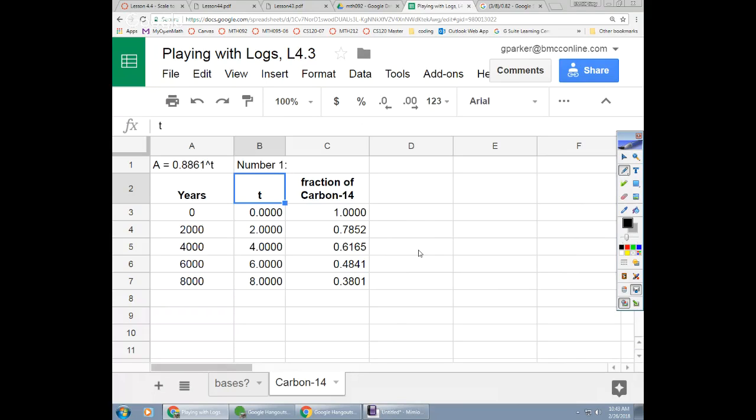So you can only start looking at it when something's died, a tree or a person. 2,000 years later, 4,000 years later.